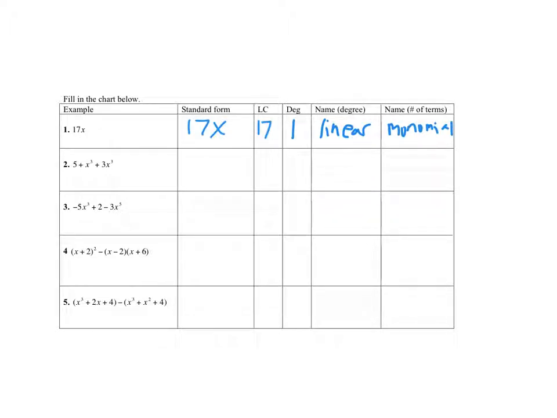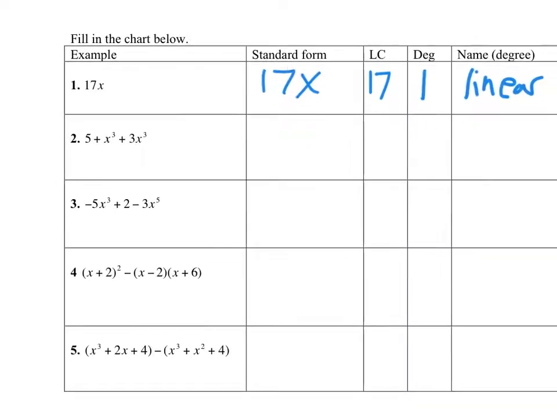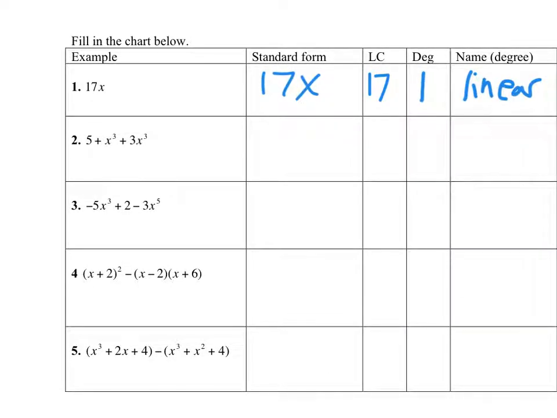All right, let's look at the next one. The next one is, well, I've got some like terms here, huh? So let's go ahead and add this up. If I have 1x cubed and I take it and add it to 3x cubed, how many x cubes do I have? 4x cubes. So 4x cubed plus 5. So simplify your polynomial first, and now we get to answer the questions.